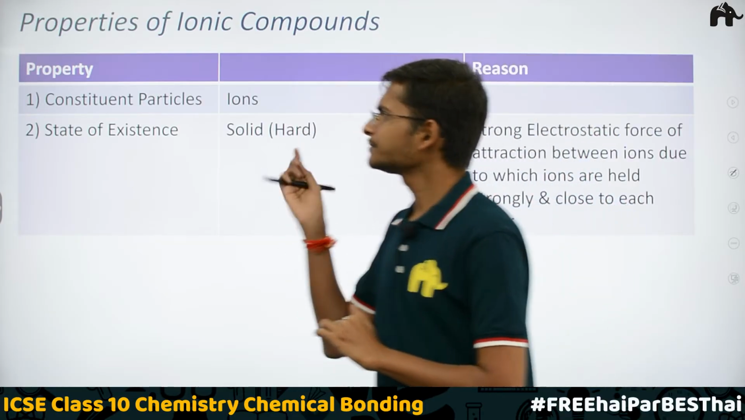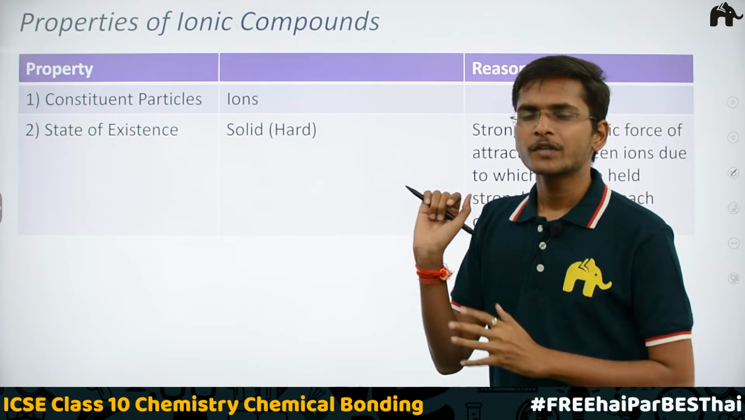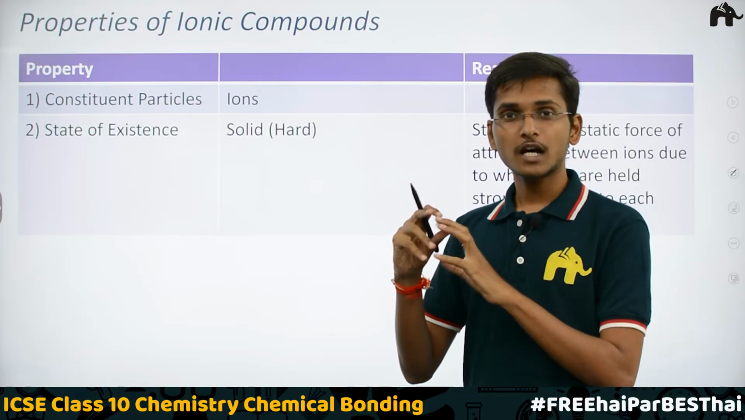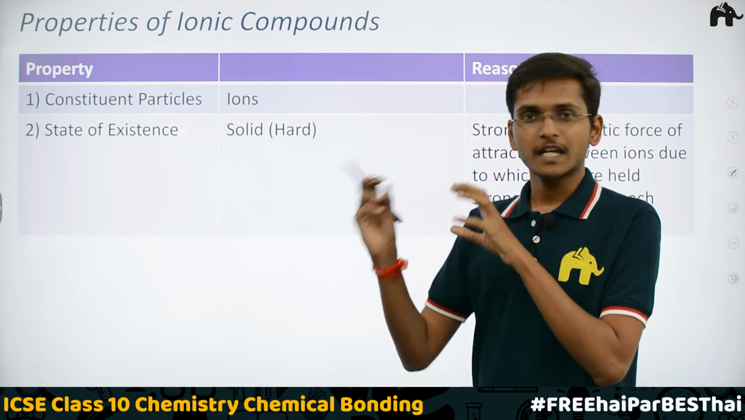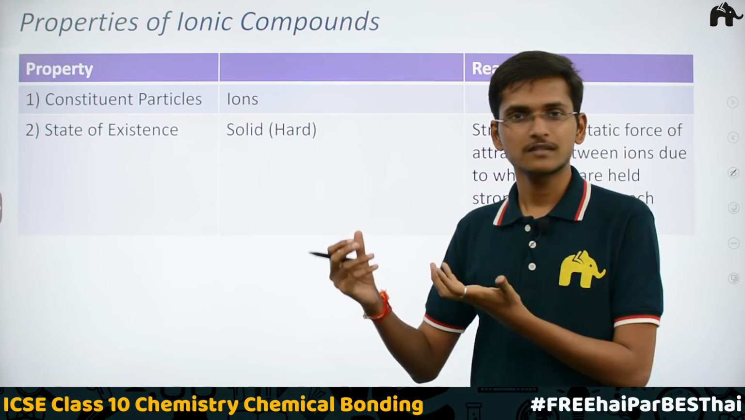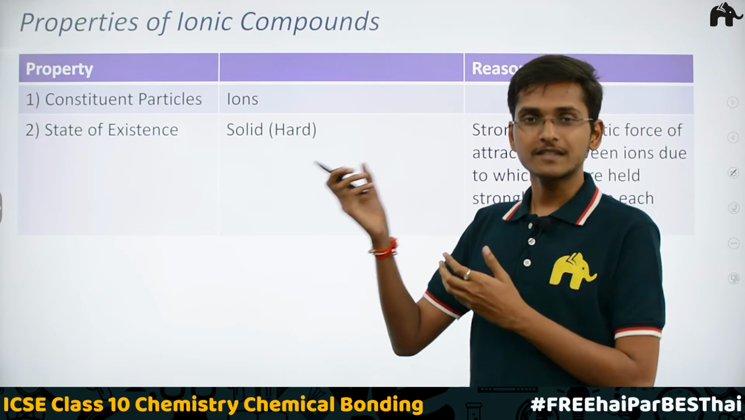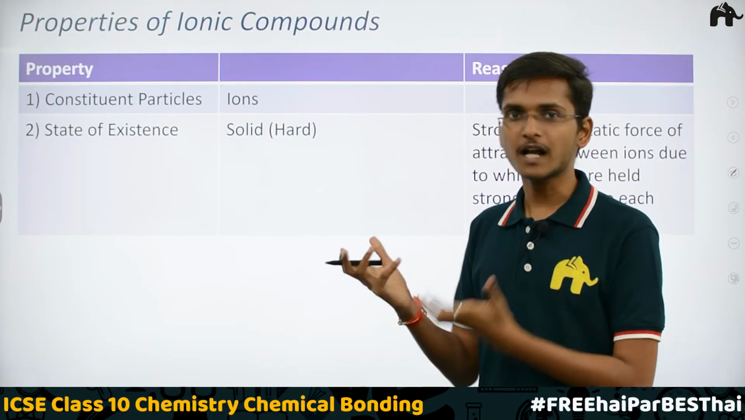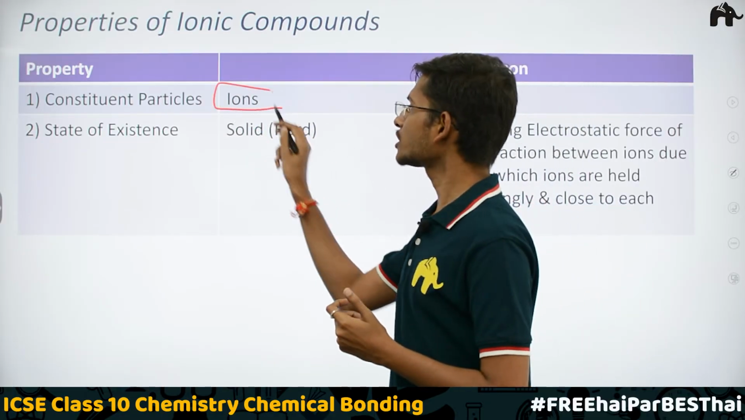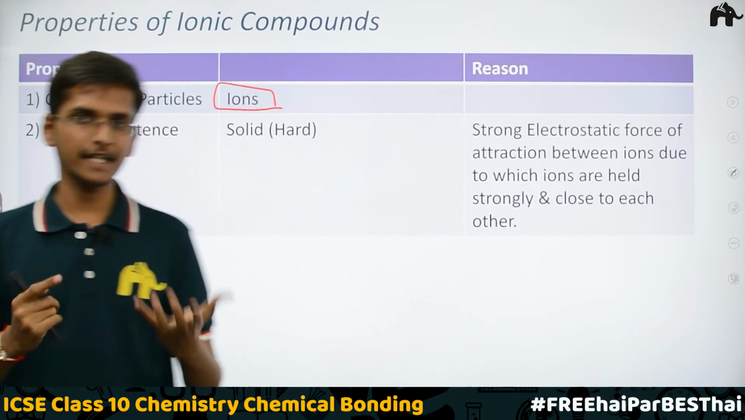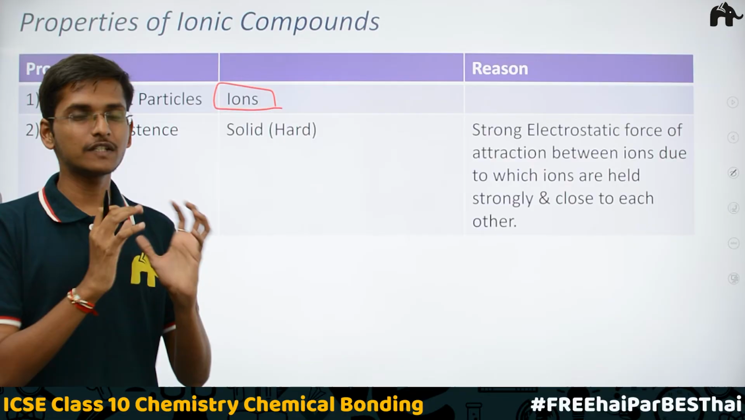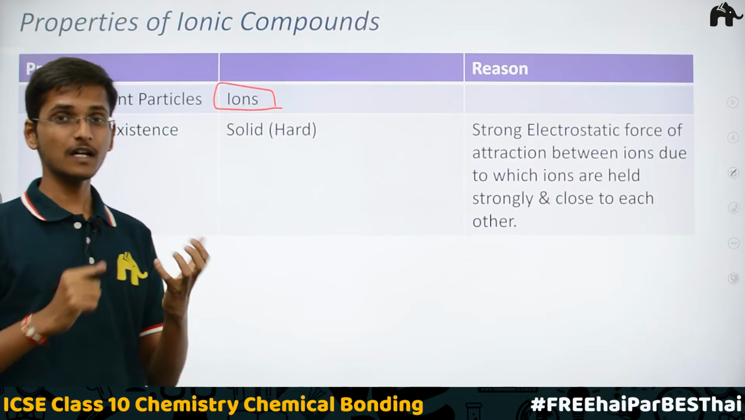Now the first property is constituent particles. Ionic compounds are made up of which constituent particles? Very clear, we know it very well. Na+ Cl-, Mg2+ Cl-, calcium oxide Ca2+ and O2-. What are these? These are ions, right? So yes, their constituent particles are ions. Now state of existence. How do they exist? Ionic compounds exist in solid state, and these are hard solids.